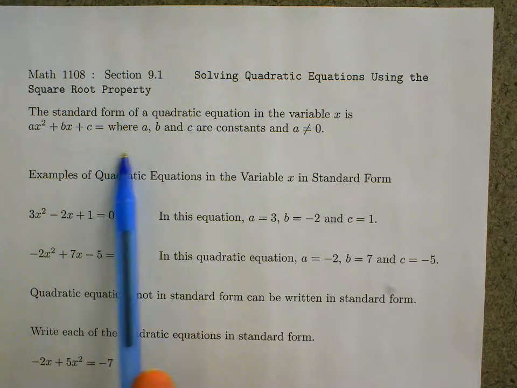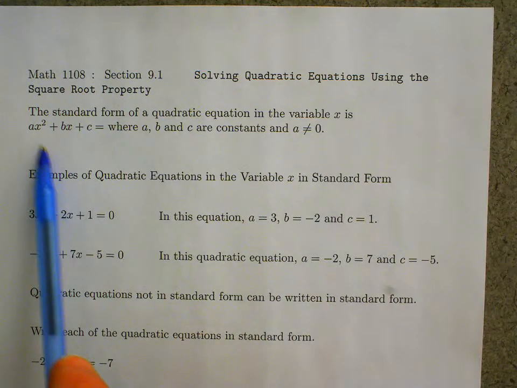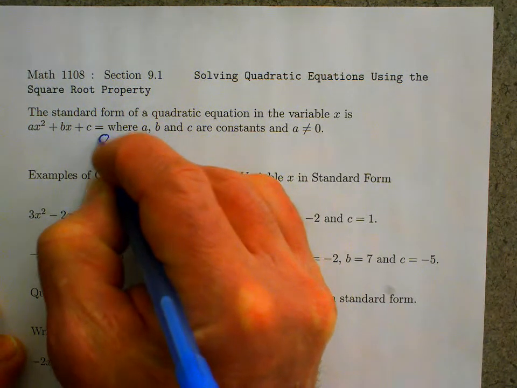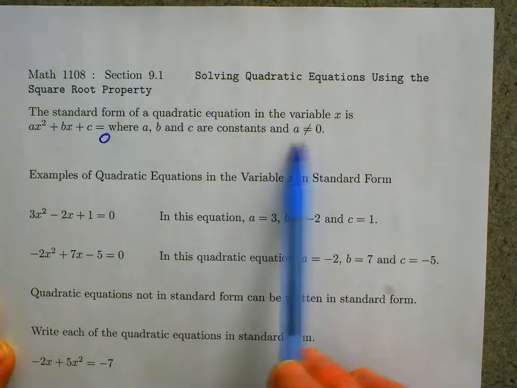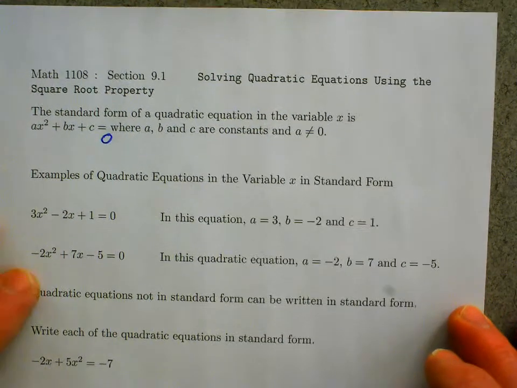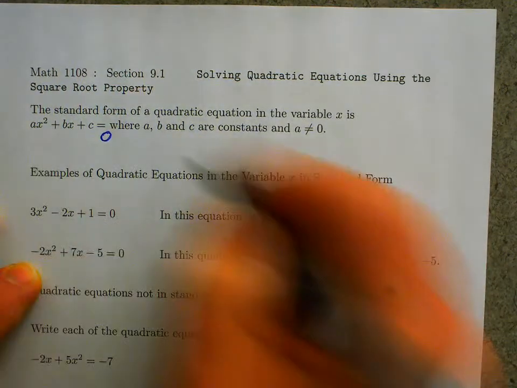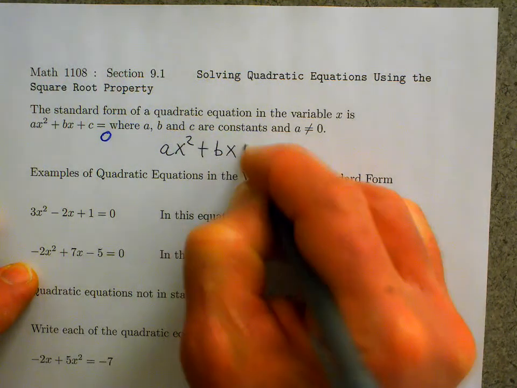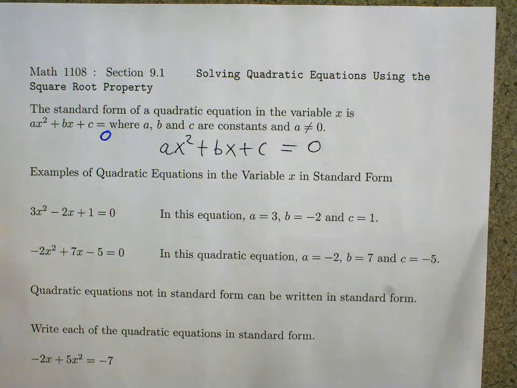The standard form of a quadratic equation in the variable x is ax to the second plus bx plus c equals 0. There's supposed to be an equals 0 there, where a, b, and c are constants and a does not equal 0. So just to reiterate, it's an equation, so there's an equal sign and something on both sides. So on the right-hand side is 0. This is the standard form for a quadratic equation.